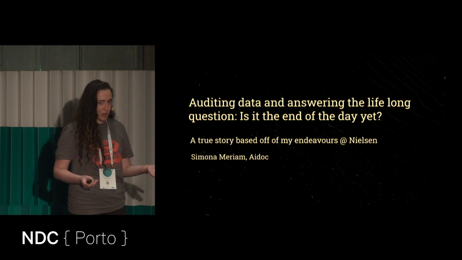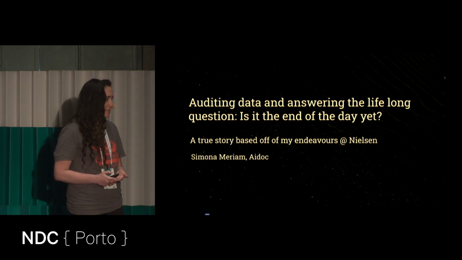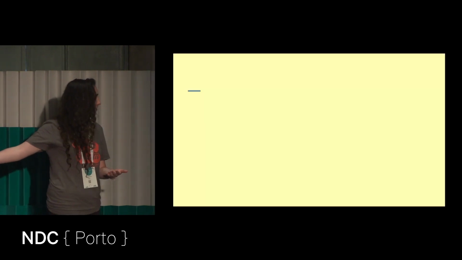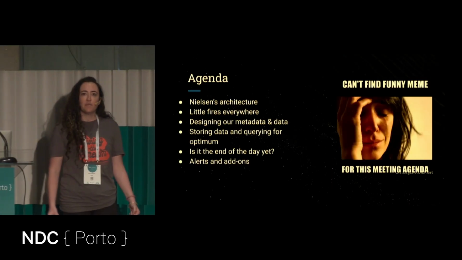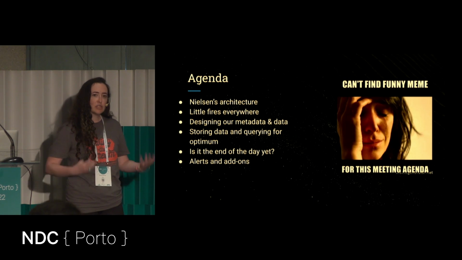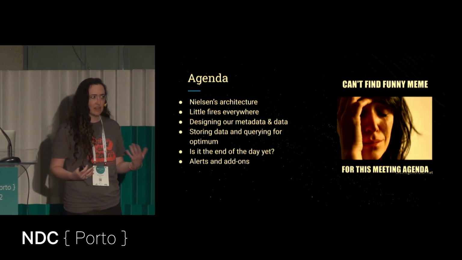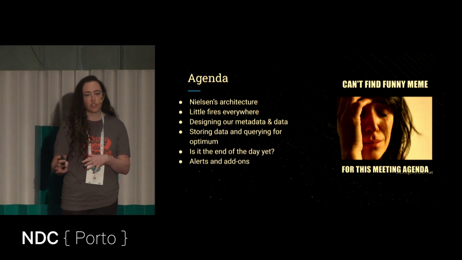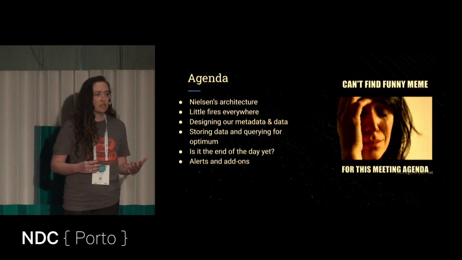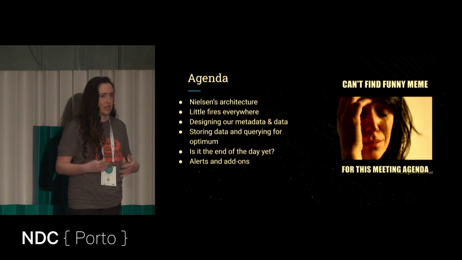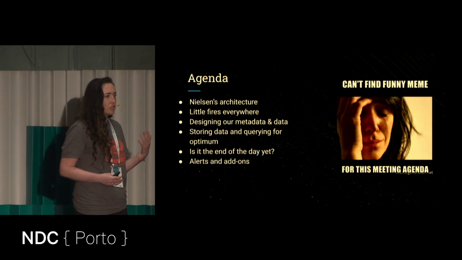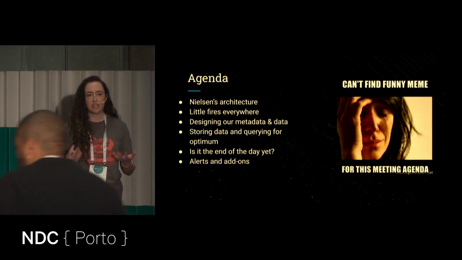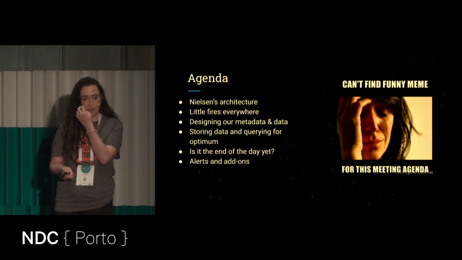So what are we going to talk about? Heads up, it's not going to be .NET related. We'll start off with looking at Nielsen's architecture, and we'll eventually see how it really had little fires going on everywhere, especially in regards to data arrival rates and data visibility. We'll start delving into that end of the day question, and we'll really understand that need for an auditing subsystem.